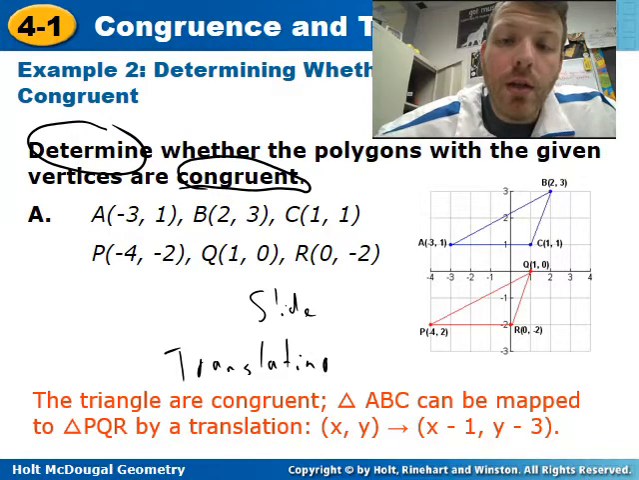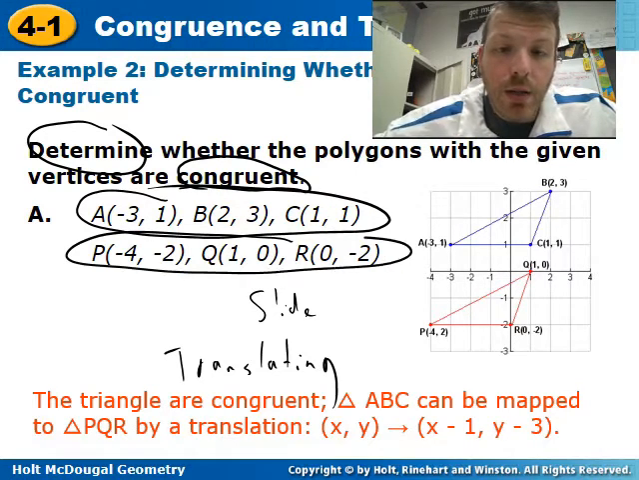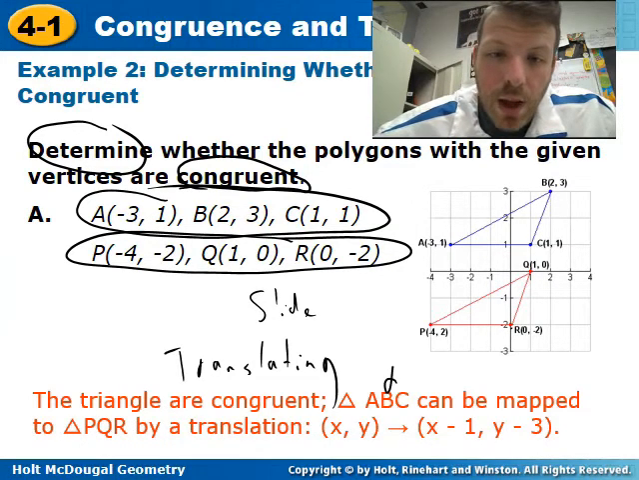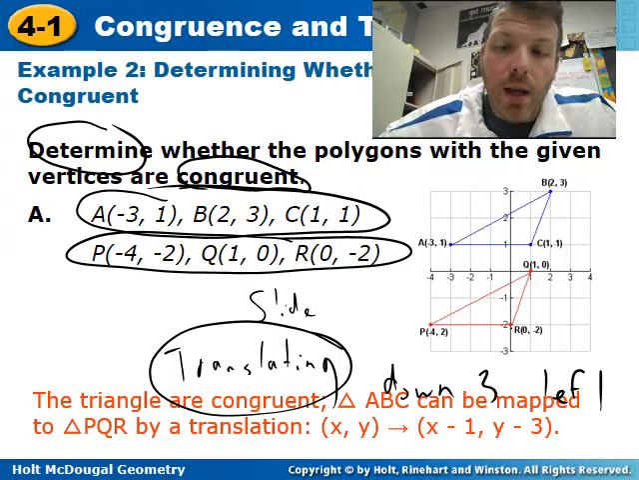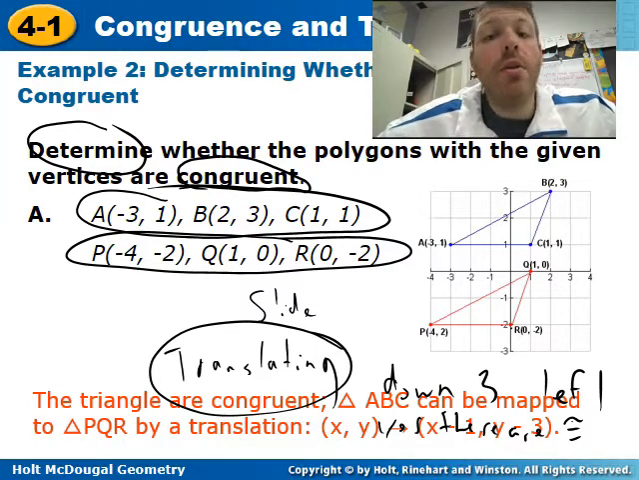Well, the pre-image is this, the image is this. If we just take point C, which correlates with point R, it's moving down 1, 2, 3 units and to the left 1. So down 3, left 1. Now since I'm able to prove that it's translating, I can say yes, these are congruent, because they follow a rigid transformation, one that does not change the shape of the figures involved.